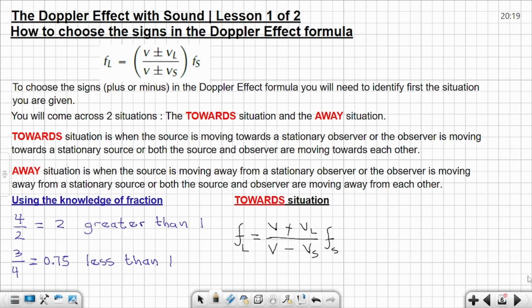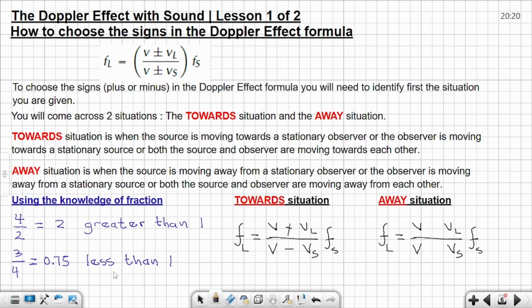Okay, now the next situation is the away situation. How will you choose your sign? When it is away, common sense tells you that FL will be less than Fs. FL, the perceived frequency by the listener or the observer, must be less than the frequency emitted by the source. So for you to achieve the perceived frequency less than the frequency emitted by the source, what you should do is to look at this fraction here.